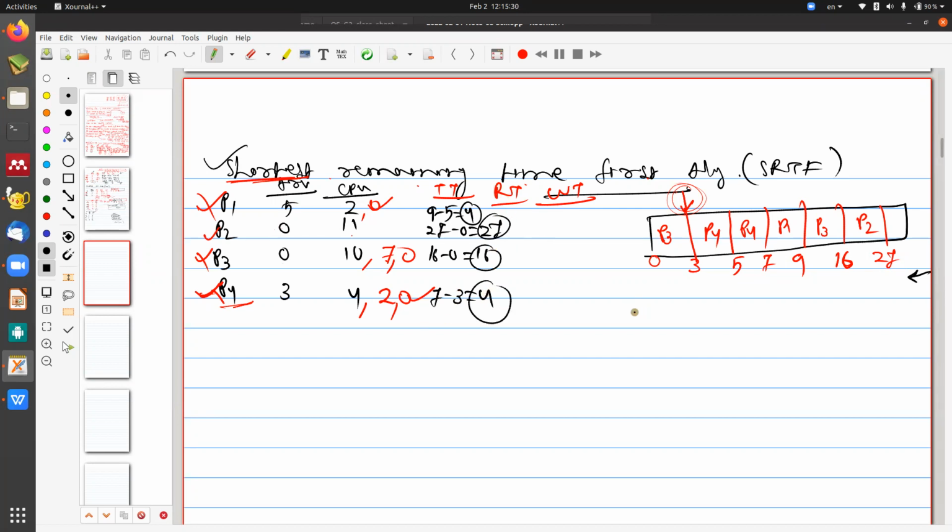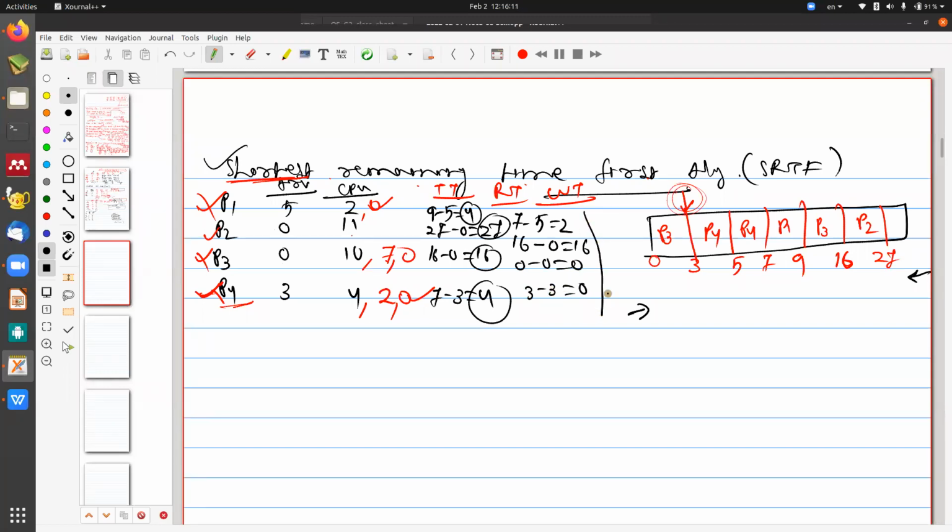Similarly, where does the response time start? From here. When it has come and when it has started. So P1 is 7, so 7 minus 5, because it came at 5 o'clock and started at 7 o'clock. So how much time does it have to wait? 2 units. And similarly P2, 16. So 16 minus 0 becomes 16. P3 is 0, so 0 minus 0 becomes 0. P4 comes at 3, so 3 minus 3 becomes 0.